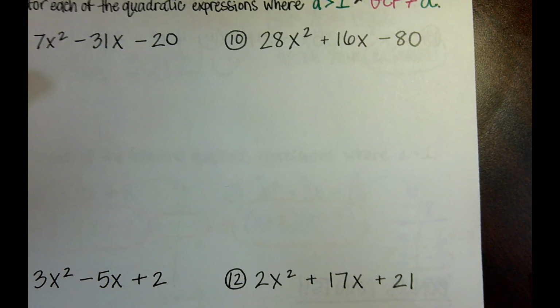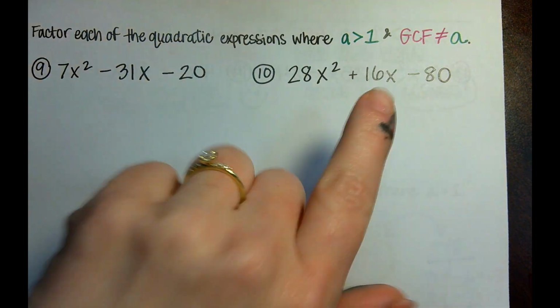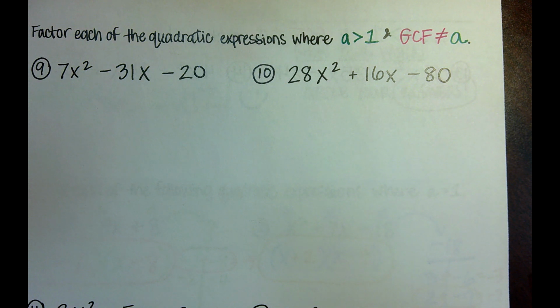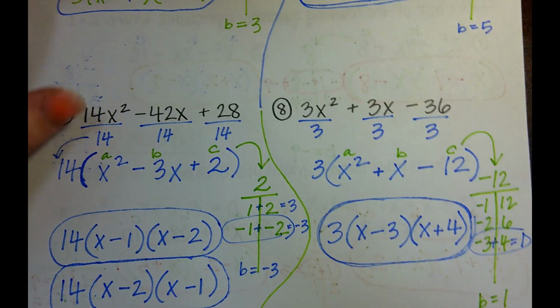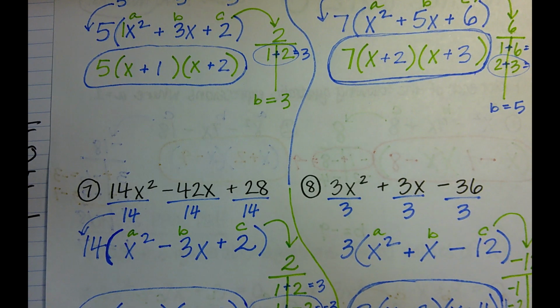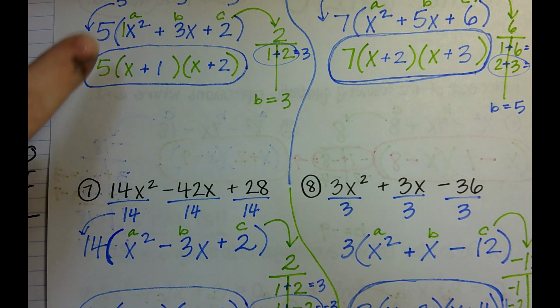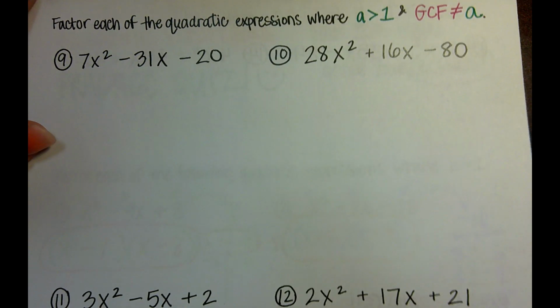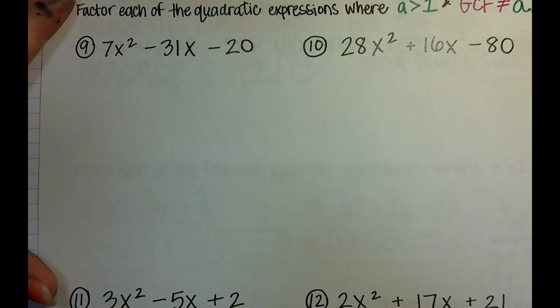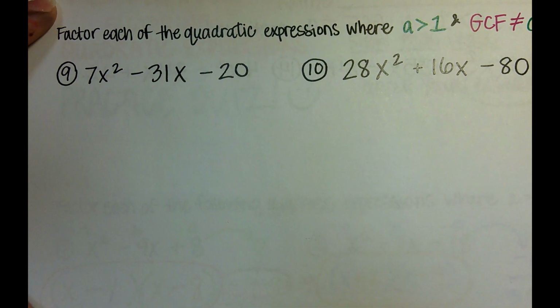And here's where they get a little bit trickier. Now we have a is greater than 1, and the greatest common factor is not going to be equal to a, like in the last 4. In 5 through 8, whatever our value of a is, we were able to divide everything and get it down to just x squared as the beginning term. On these, we won't be able to do that. So let's see what happens in these scenarios.